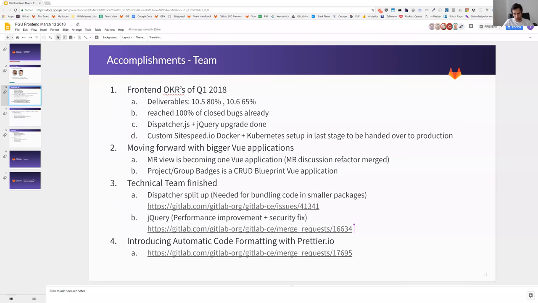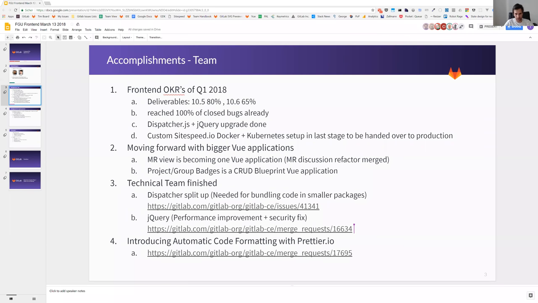What are our accomplishments over the last 5 weeks regarding the front-end KRs of Q1 2018? We have reached 80% with the deliverables on 10.5. On 10.6, we haven't reached a really good number, for several reasons. We have reached 65%. The target that we had of 300 closed bugs in that time period, we already reached last Friday. So I hope that we get even more closed.